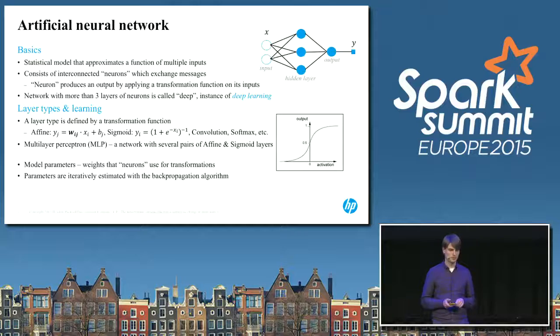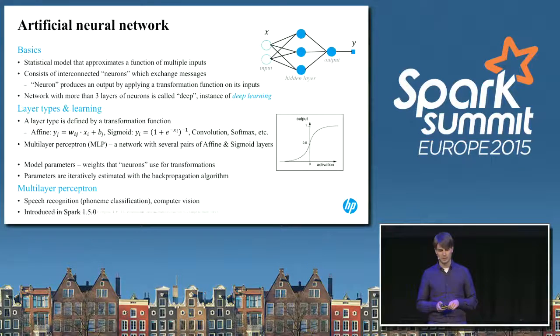There can be different types of layers, and the type of the layer is defined by the transformation function. For example, affine transformation, when you multiply the inputs with some weights and add a bias, or sigmoid transformation, when you map the inputs into the interval 0, 1, which is quite useful for classification, for example. Also, there are other layers like convolutional or softmax, etc. And multilayer perceptron is a network with several pairs of affine and sigmoid layers. Model parameters are the weights that neurons use for transformations. And those parameters are iteratively estimated with the backpropagation algorithm.